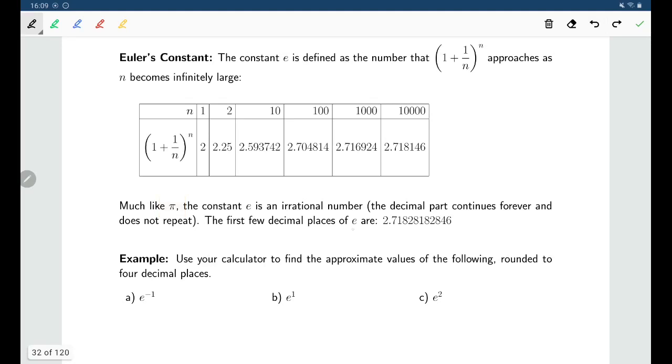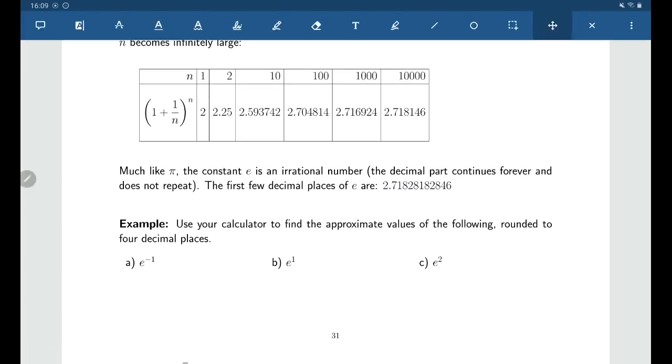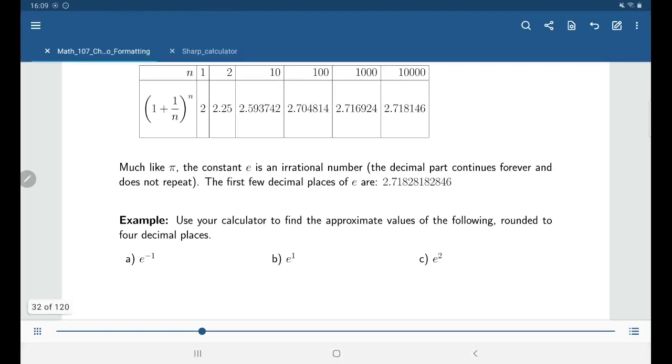A lot of times we'll be leaving e in our answer because e has infinitely many decimal places. You can't actually write it out without having to round it off. Even this, which I've written here, I've written the first 10 or so decimal places out. That's still only an approximate value. This is not the exact value for e. So there may be some times where you'll need to find what the approximate value for e is, and we can use our calculator to help us out.